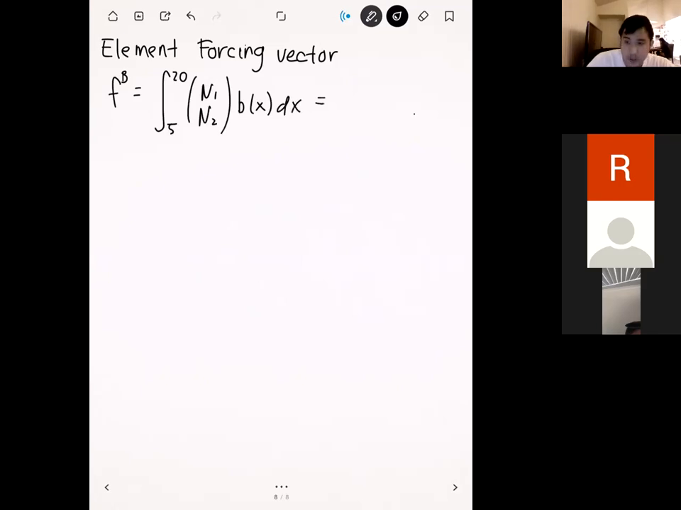I'm going to skip the steps here because I want to make sure I get to Gauss quadrature. But basically, you would apply this integral in the same way. And from this, we get 15, 15. And so that's one contribution to the forcing vector. But for this particular element, since this element borders the Neumann boundary, we have to add an additional contribution.